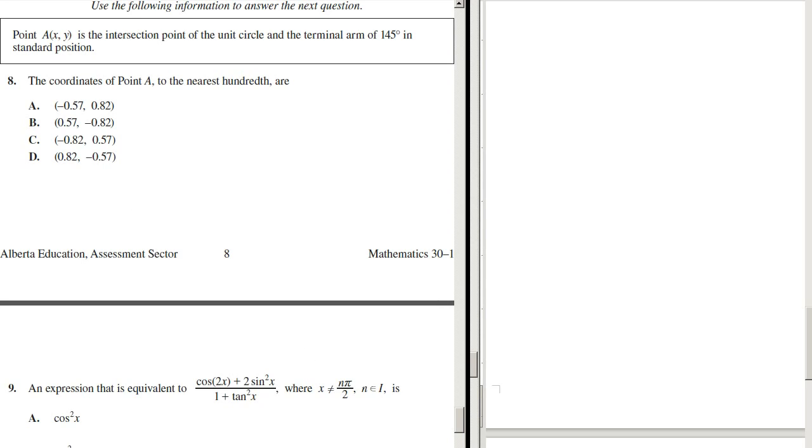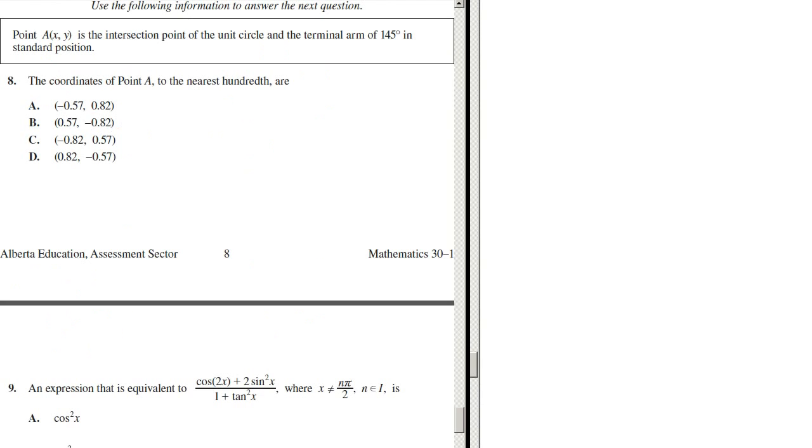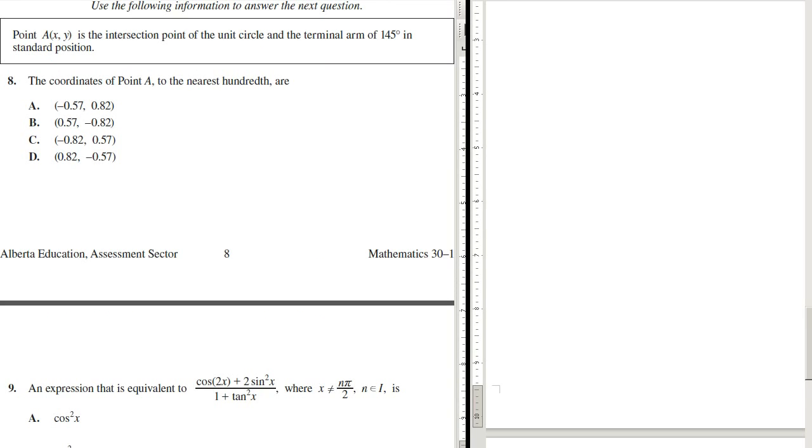And a quick look at the unit circle will help us. So 145 degrees, it lands right in here between the 135 and 150. So it's in quadrant 2, where the x coordinate is negative and the y coordinate is positive, because we're going left then up. So negative, positive. Let's remember that. First coordinate negative, second coordinate positive. So we can eliminate it to either A or C.